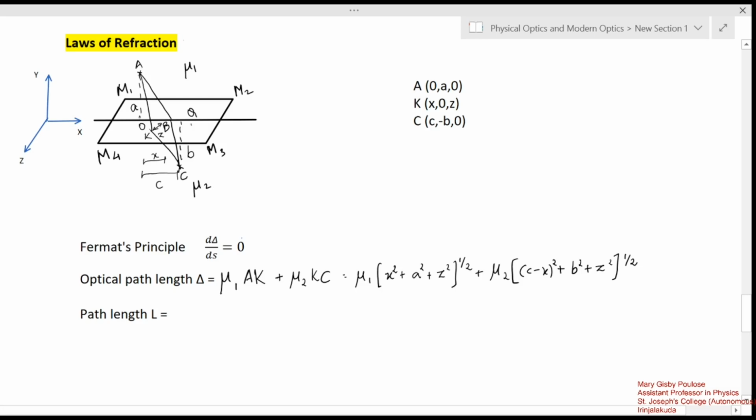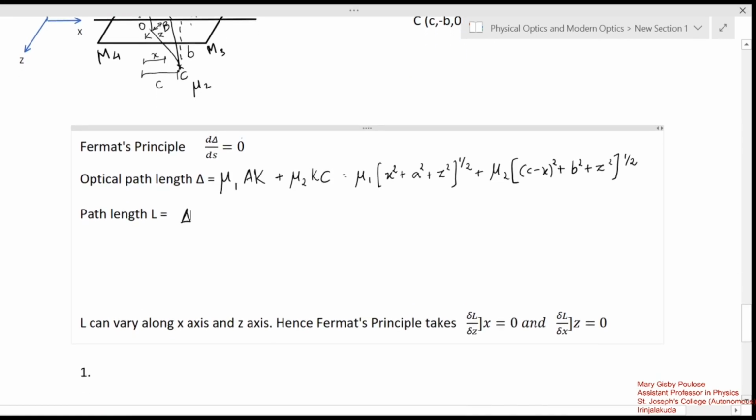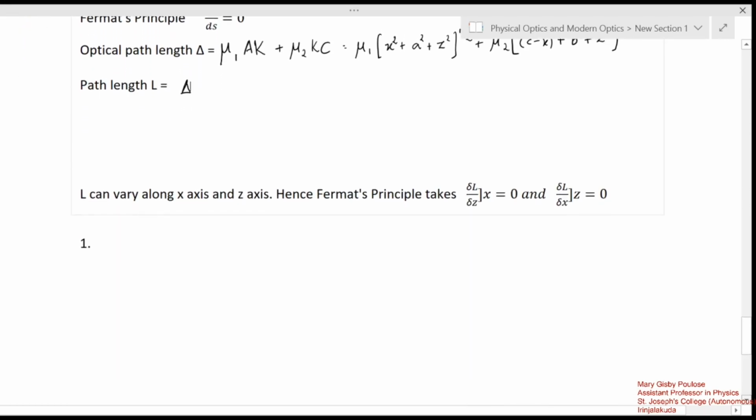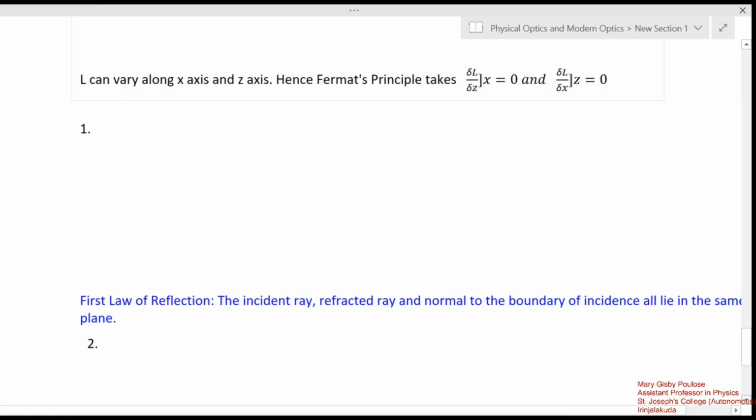Here the path length L will be the optical path length itself, delta, because the medium of refraction should be taken into consideration. Since the light ray can vary along the x and z axis, we take Fermat's principle along both the x and z axis. So first let us calculate the derivative of this optical path length along the z axis, keeping x a constant value.